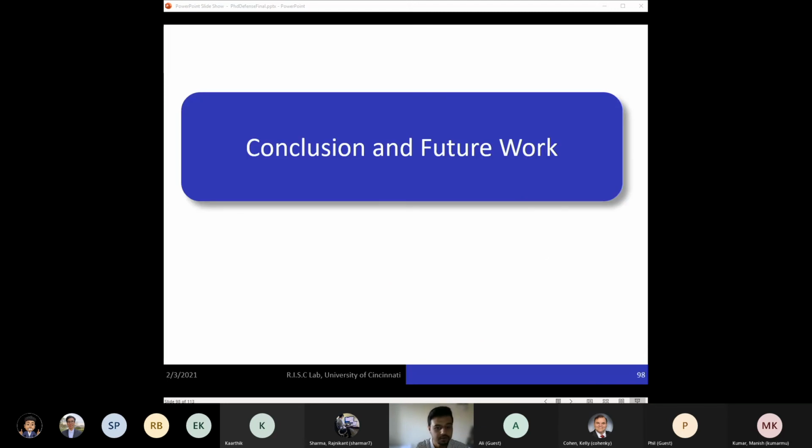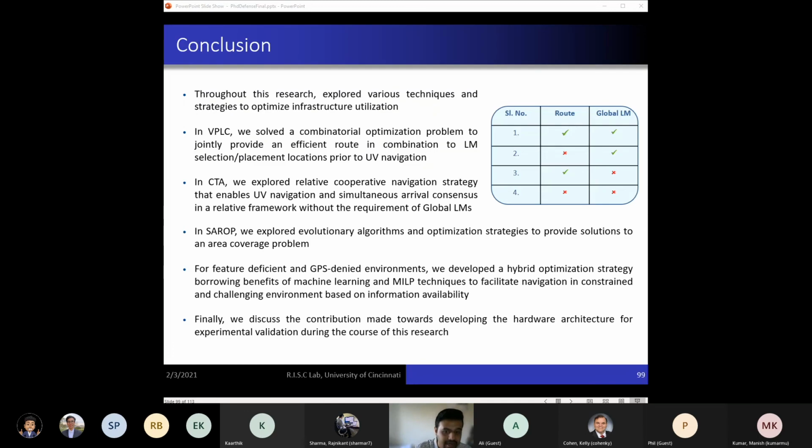Now moving on to the conclusion and the future work. To highlight the major contributions, we have developed algorithms to support GPS-denied navigation in various constrained environments. The VPLC problem addresses routing and landmark placement optimization with the help of the combinatorial optimization technique developed in a MILP framework.